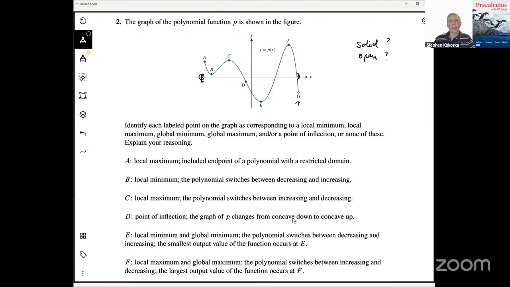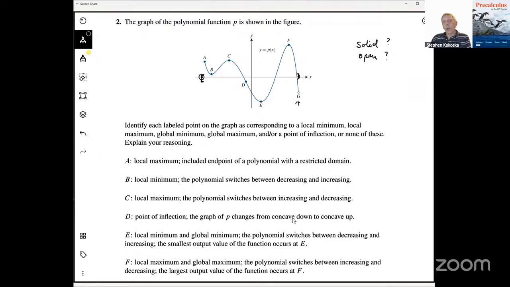So let's see if we can quickly move through these and identify them all. The point A. This is a good one to start with. This is actually a local maximum. And the reason in AP pre-calculus is because it's an included endpoint of a polynomial that has a restricted domain.